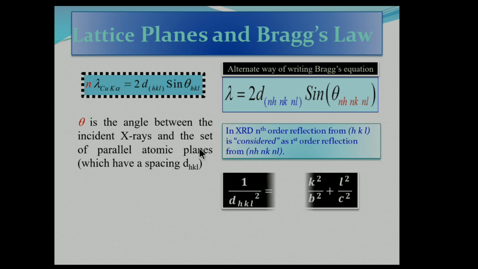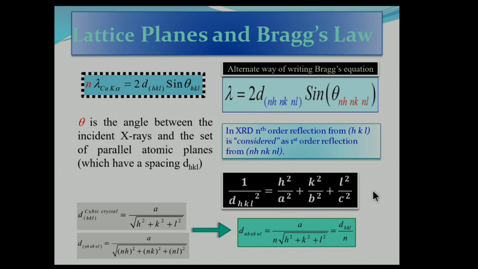This equation is derived on the basis of the d-spacing equation, where 1 by d squared, the interplanar distance, is equal to h squared by a squared plus k squared by b squared plus l squared by c squared. This is the most general form for finding the interplanar distance d. But for a cubic crystal, the lattice parameters a equal b equal c, so we usually take it as a for all three. For a cubic crystal, the equations are written like this: d_hkl equals a by the square root of h squared plus k squared plus l squared. Then d_nh,nk,nl is represented like this.